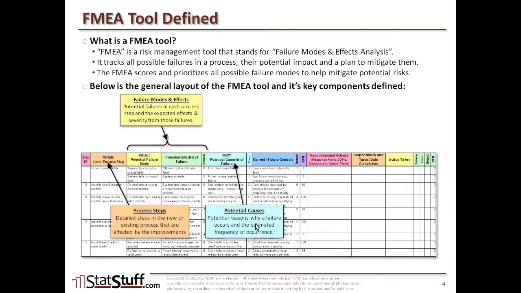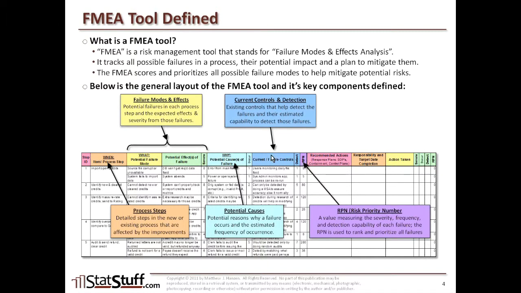And next we've got this potential causes section. This refers to the potential reasons why a failure occurs and the estimated frequency of that occurrence. Next we've got the current controls and detection section. This is referring to the existing controls that help detect the failures and the estimated capability to detect those failures.